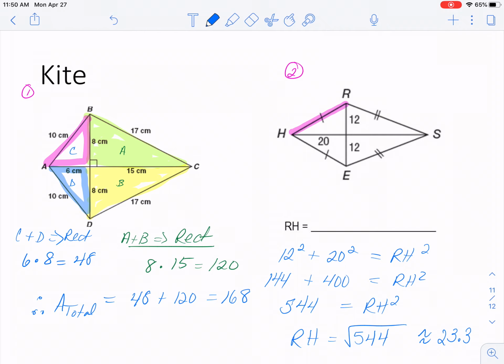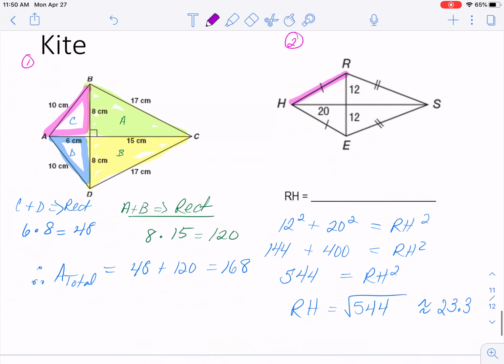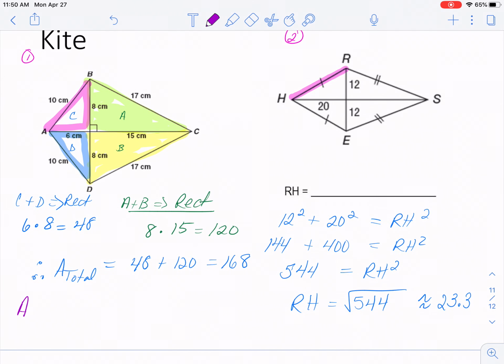Now, there is a formula for area of a kite. The formula for area of a kite is going to be diagonal 1 times diagonal 2 divided by 2.